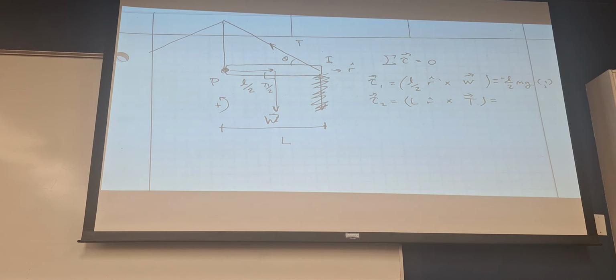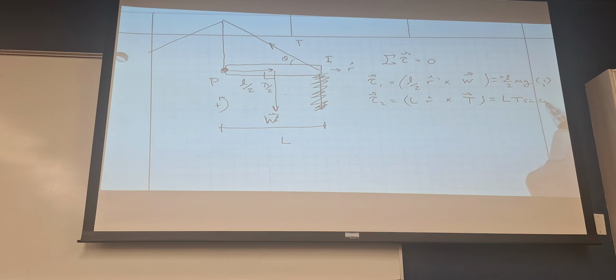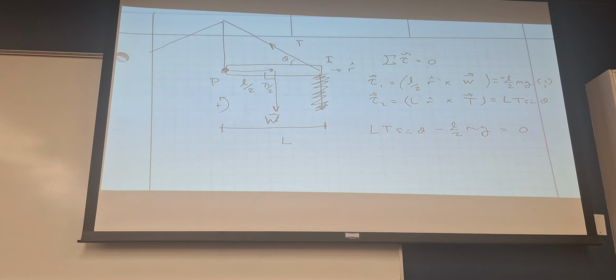And then for this one, it's the other way, right? So I point my hand in the direction of L, I curl in the direction of T, and this one points out of the board, right? So this becomes LT. And this one, though, has an angle, sine theta. Okay, so now the sum of torques is 0, so LT sine theta minus L over 2 mg equals 0.